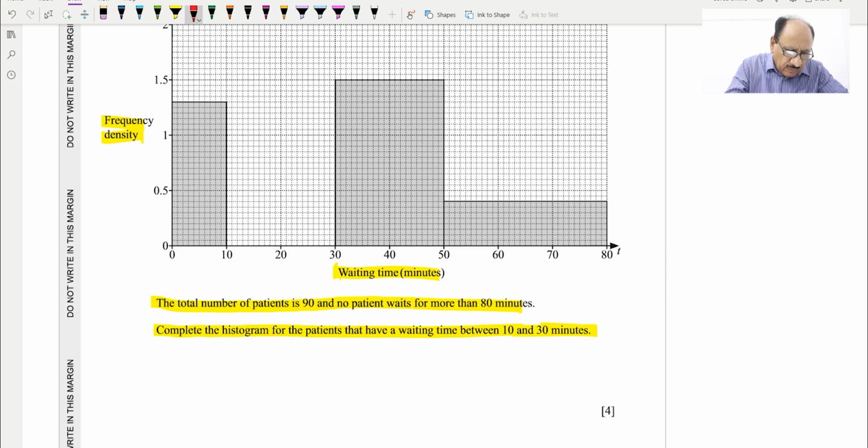This is 1.3 up to this one. So frequency density multiplied by the width: 1.3 multiplied by 10 will be 13. So this will be 13. And the next one, if we check, is 1.5, so 1.5 multiplied by 20 will be 30. This will be equal to 30.